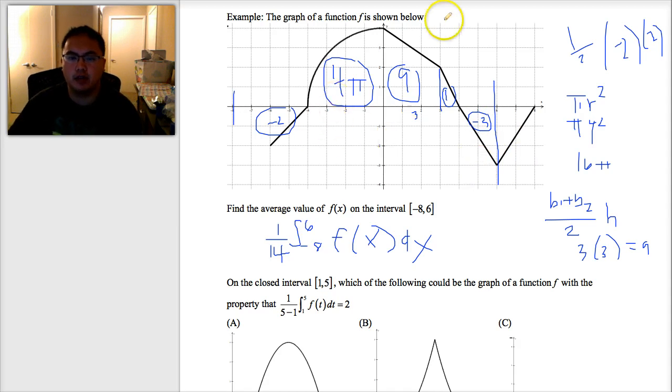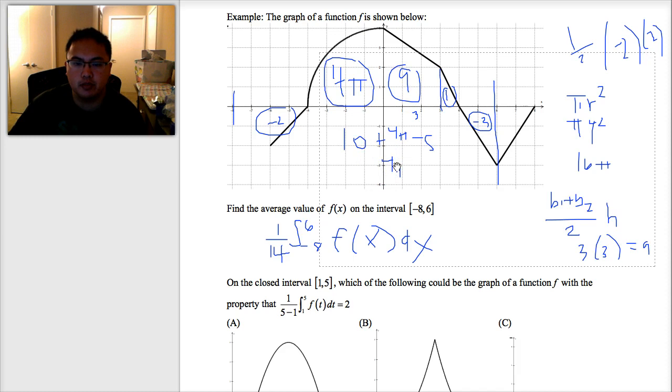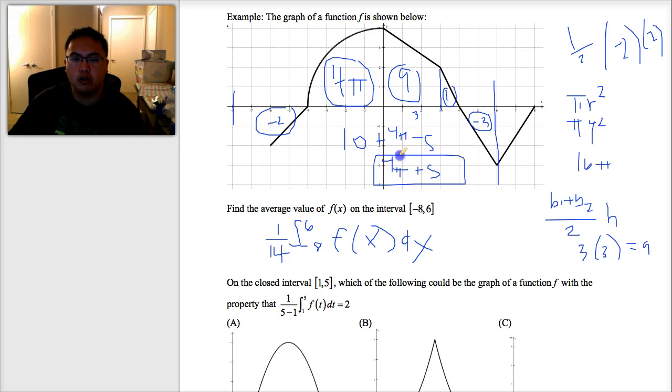So now all I'm going to do is add them all up. I have 10 plus 4 pi. I can just leave it like that. 10 plus 4 pi. I'm subtracting 6. Oh, sorry, not 6. Minus 5. So the whole area under this curve is going to be 4 pi plus 5. I know some of you, it drives you crazy that you don't have an actual number, or you want to put this into a calculator, but you can just leave the answer as 4 pi plus 5. But that's not the whole problem.